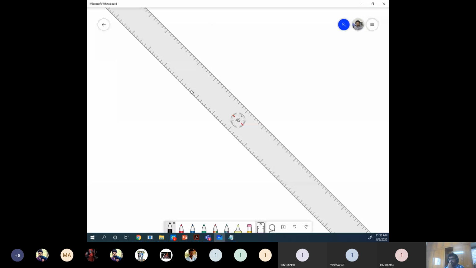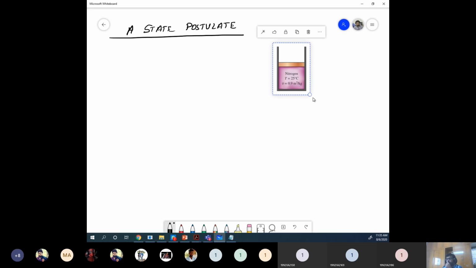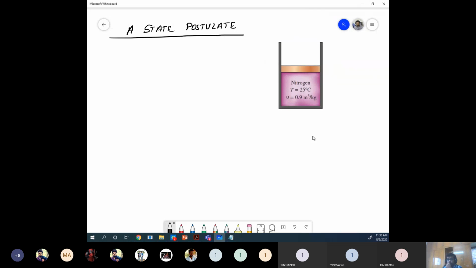Let me take another one. So what is a state postulate? Here we see something called the state postulate. A state postulate is something like this: say you want to define some system. Let's take this nitrogen cylinder. As I said, the state is something that defines the characteristics of the system, right?